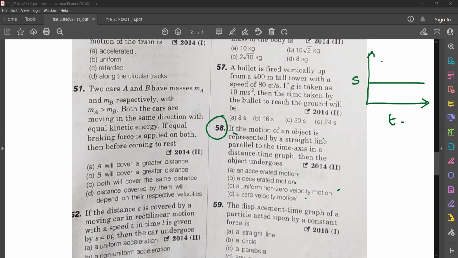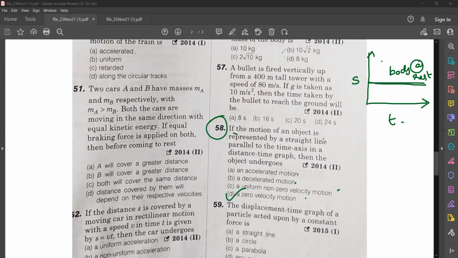Or if you say, what does this graph indicate? From NCERT, this graph indicates that the body is at rest, isn't it? Body at rest. So if a body is at rest, it means its velocity is 0. So answer is option D, a zero velocity motion, because this is a stationary body, isn't it?